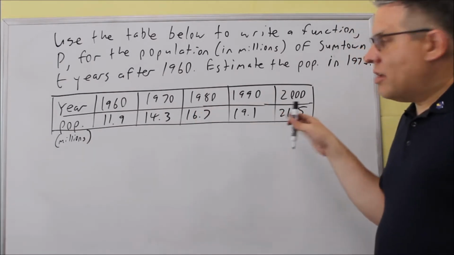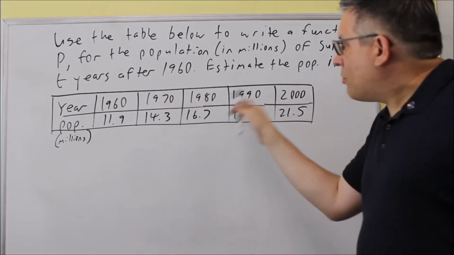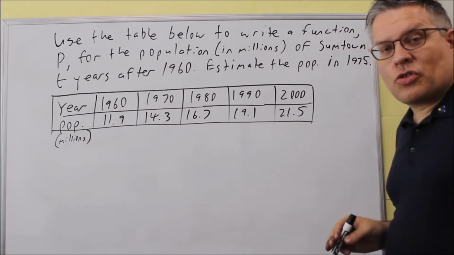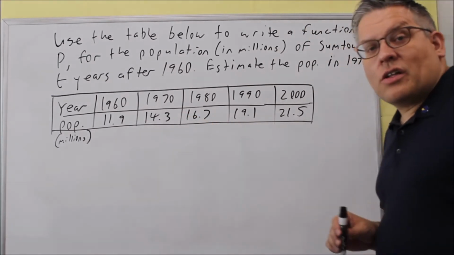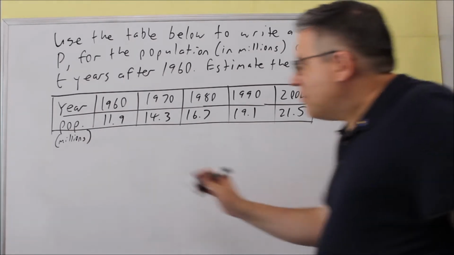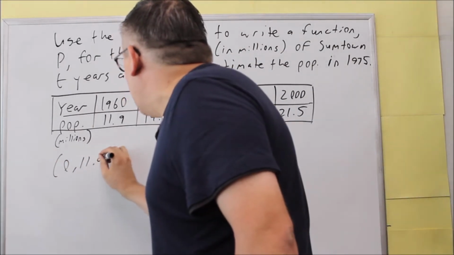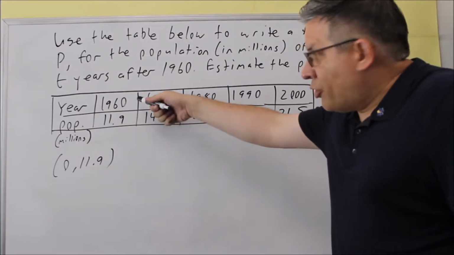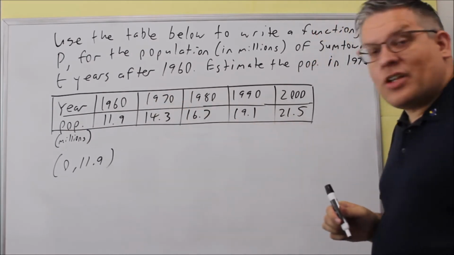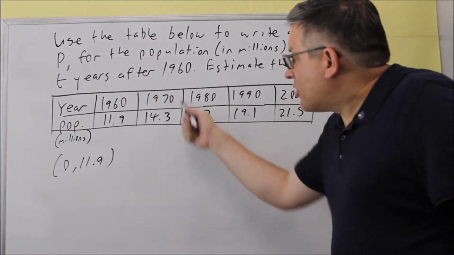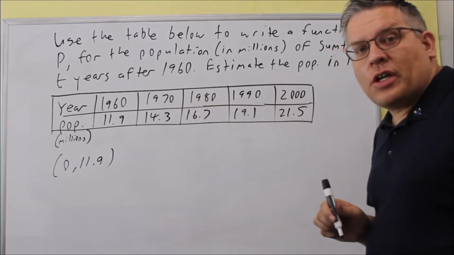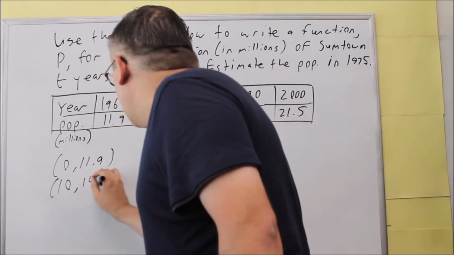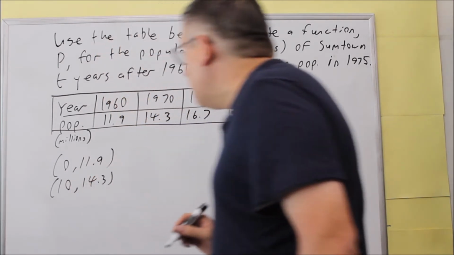Now because this is a linear function that you're finding here, you should be able to use any of these points, but to make it easier, I'm just going to use the first two since those are the smaller ones. Now if it says let t equals 0 represent 1960, that means the first point is going to be 0 and 11.9. So you're letting t equals 0 represent the year 1960. Then the next point, 1970, would be 10 years after 1960. So I would have 10 and 14.3.